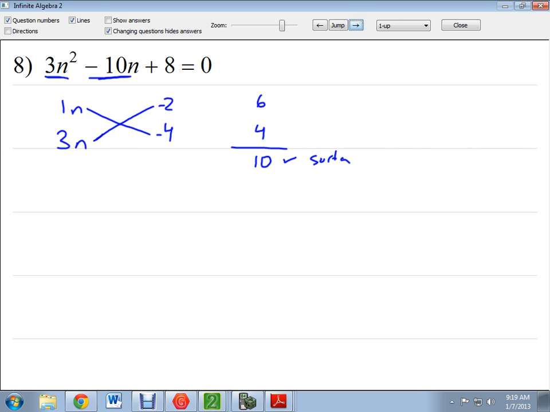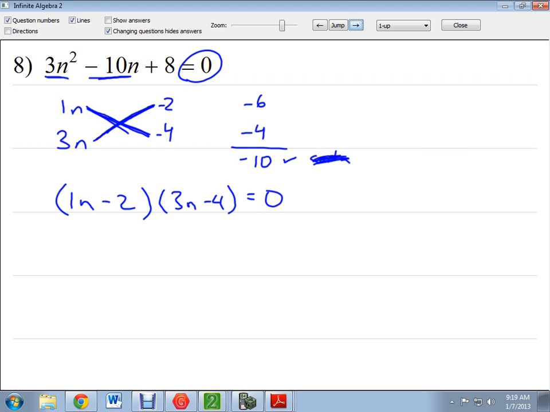So 3 times negative 2 is now negative 6. 1 times negative 4 is now negative 4. And those things, when you add them, is equal to a negative 10. And now that is right. That's what I need it to be. So my two factors are now 1n minus 2, which is the top line, and 3n minus 4, which is the bottom line. Don't forget the equals 0, it's still out there at the end. So the first step that we just did was factor them. The second step that we need to do, again, is write two equations.